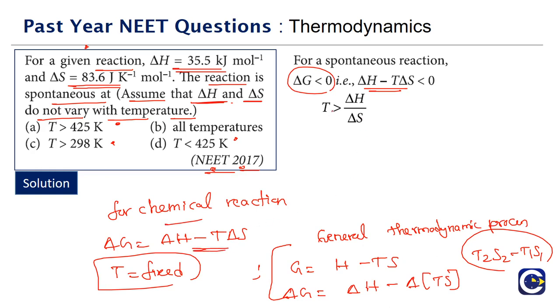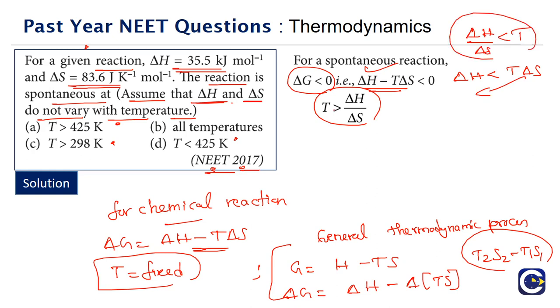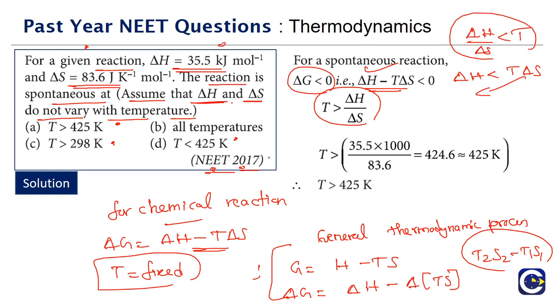So here spontaneity means delta H minus T delta S should be less than 0, meaning delta H should be less than T delta S. Otherwise, delta H by delta S should be less than the temperature, or the temperature should be more than delta H by delta S. Here we have to be careful about the units. Delta H is given as 35.5 kilojoule per mole and delta S as 83.6 joule per Kelvin per mole. So we have to take care of the units: 35.5 kilojoule, we'll convert this into joule.